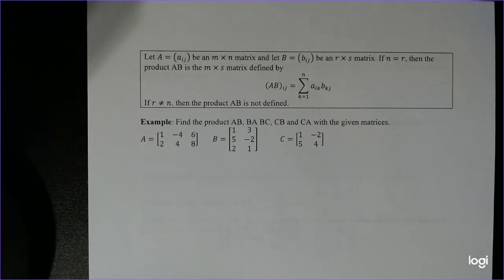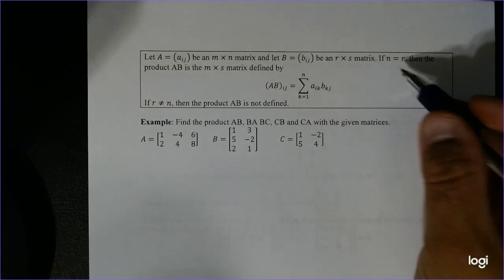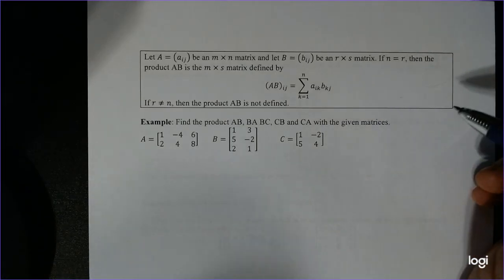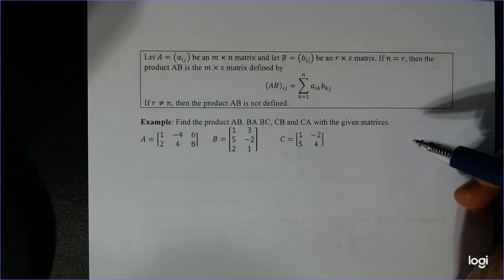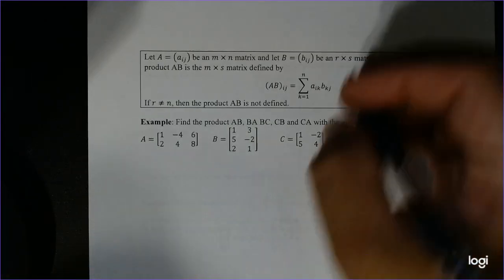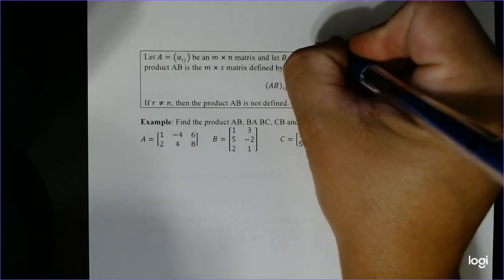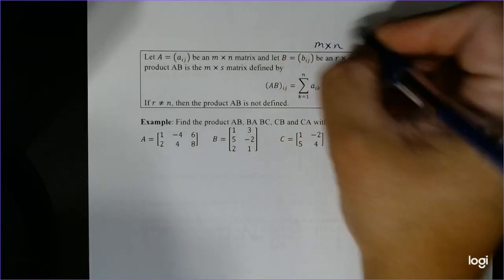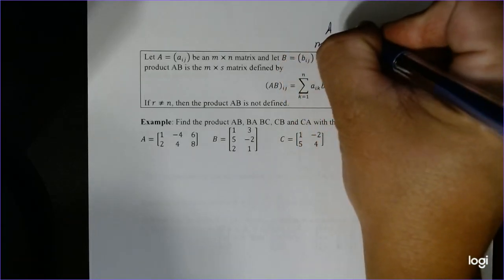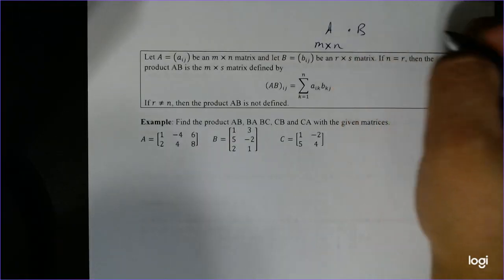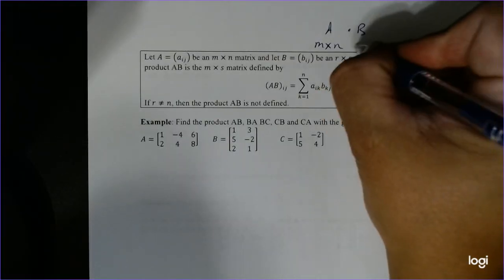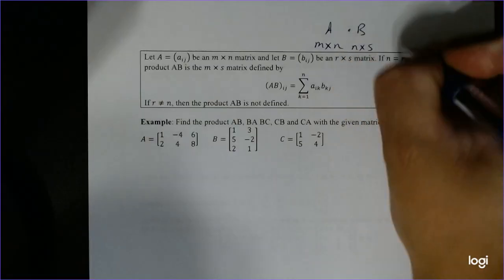So let A be an m by n matrix, and let B be an r by s matrix. If r equals n, then the product AB is an m by s matrix. So I always do it this way. We have an m by n, that's matrix A. So I multiply A times B. B is, so if it equals, it'll be n by s.